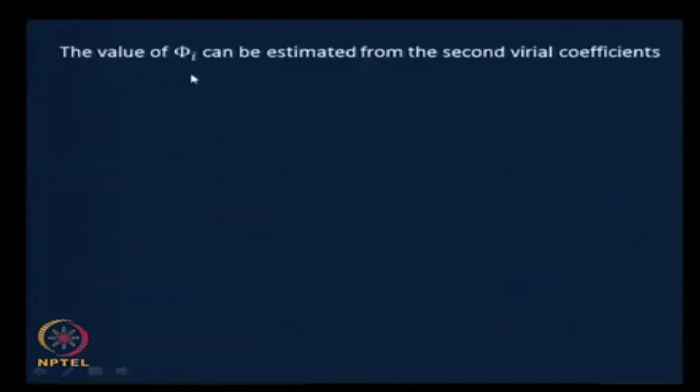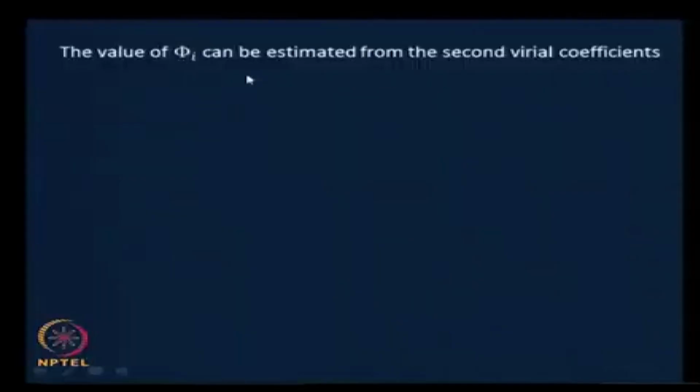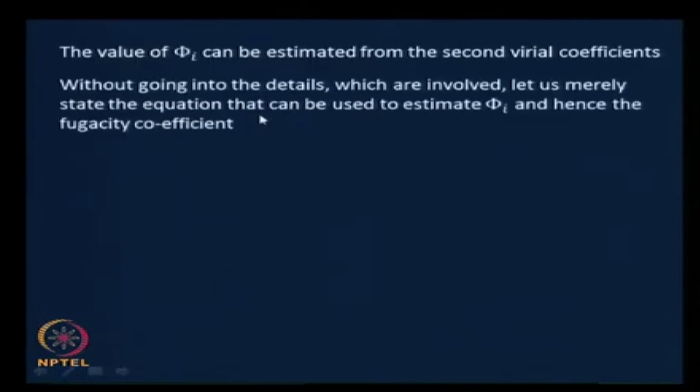The value of phi I can be estimated from the second virial coefficients. Remember B11, B22 and so on. We can use that to estimate phi I. I am just going to state it here, I am not going to derive it. The derivation requires some understanding of statistical mechanics, which is outside the scope of this course, so I am just going to mention it here.